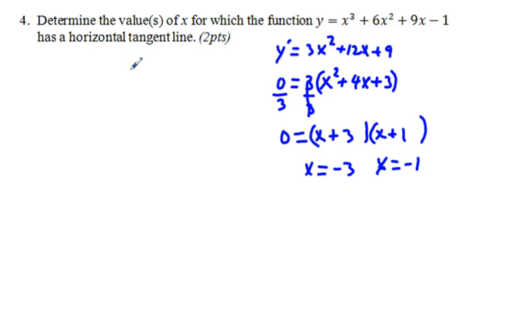These x values are where this function has horizontal tangent lines.